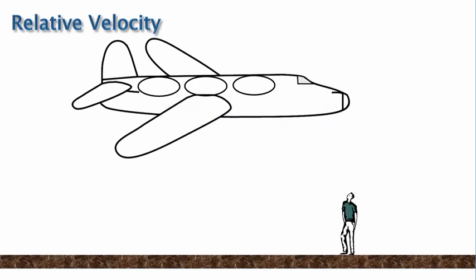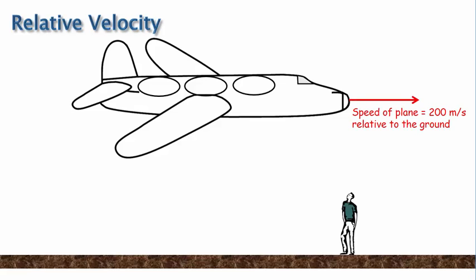overhead. From the person on the ground's perspective, the plane is flying at, say, 200 meters per second. So we would say that the plane's velocity is 200 meters per second with respect to or relative to the ground or to the Earth.